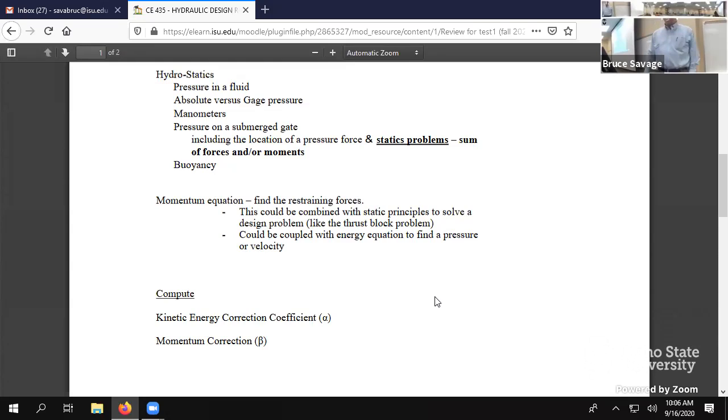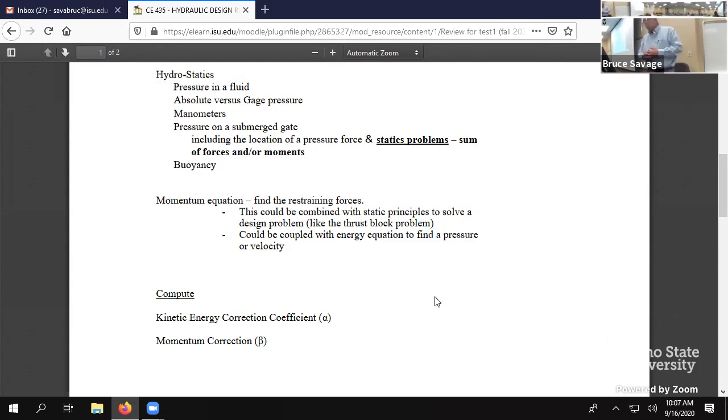Hydrostatics. I should be able to calculate pressure in a fluid, understand the difference between gauge pressure and absolute pressure, be able to calculate manometers, be able to calculate the pressure on a submerged gate, and apply the principles of statics, because that is where design really comes together, when you're bringing multiple parts from different courses together. Even though we covered a lot of this in fluids, we're taking the principles of fluids and applying them to real world scenarios.